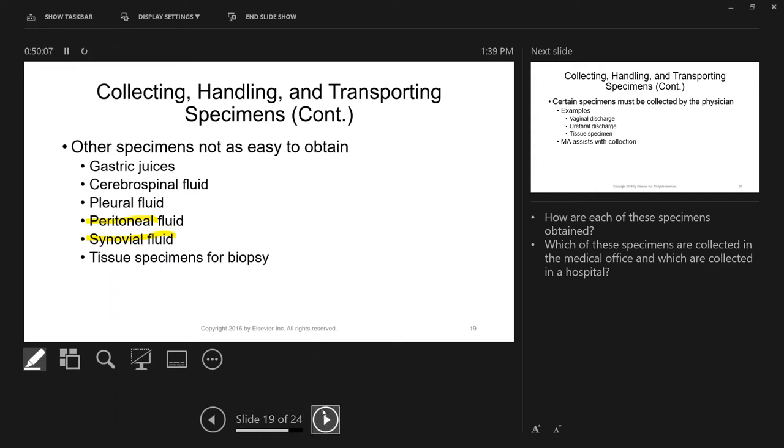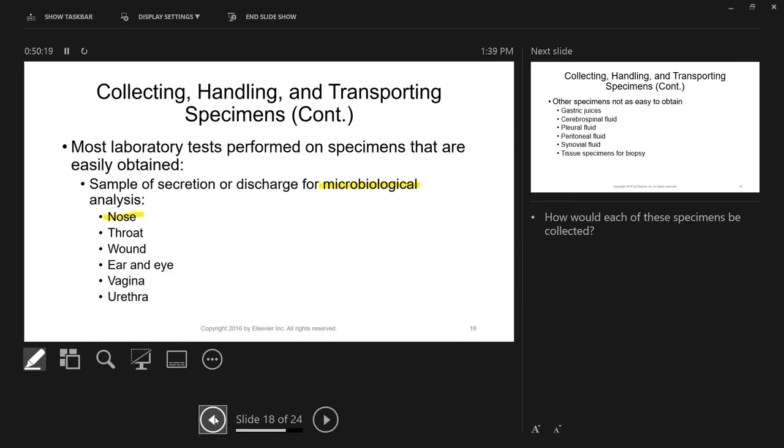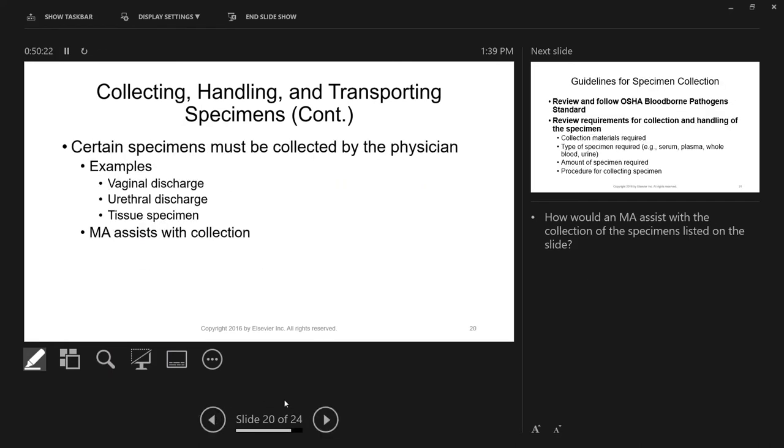So I would say all of these ones on this page are physician collected. The ones back on this page, we can collect a lot of these. Here's what we definitely cannot collect. We cannot collect vaginal discharge. A physician must do that. We cannot collect urethral discharge. So vaginal and urethral discharge are off limits. We also are forbidden from collecting tissue specimens. You can't biopsy tissue on your own or at all. You can stand there and take it after they collect it and label it and all that, but you can't do it. The MA assists with the collection. That is correct. We cannot collect them. They must be collected by a physician.